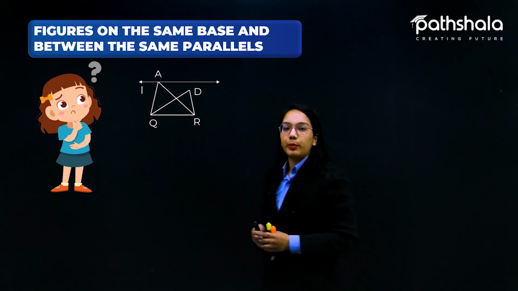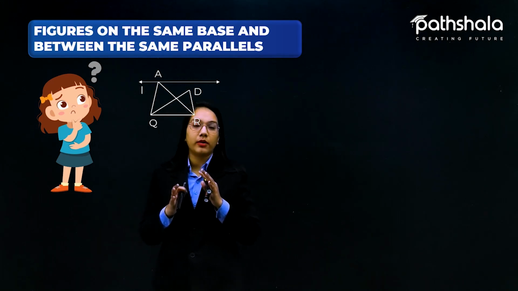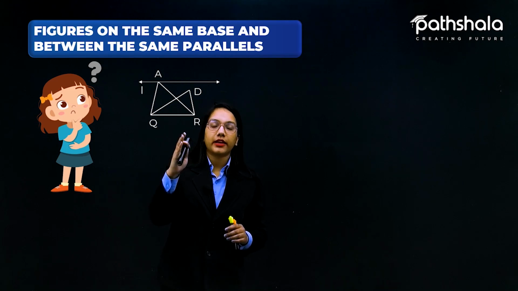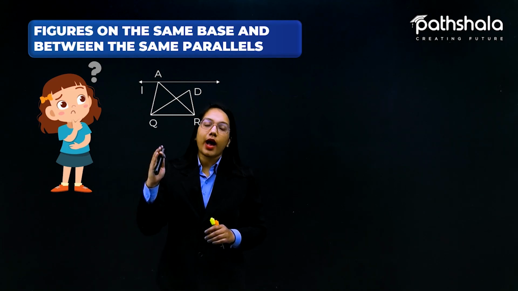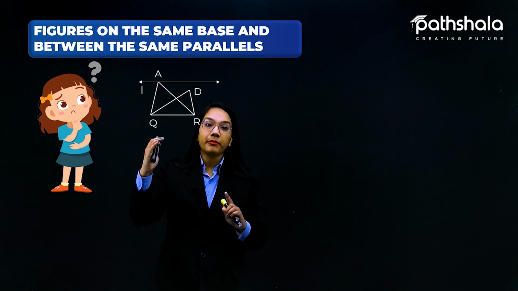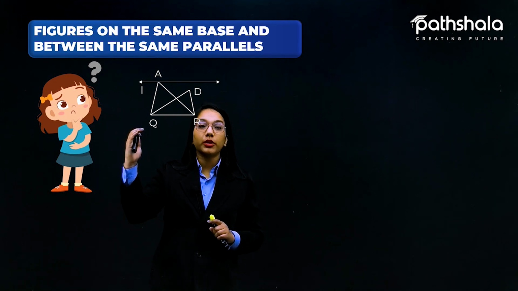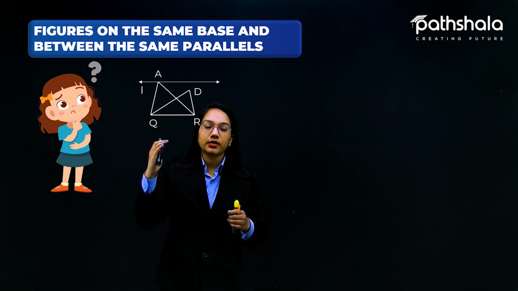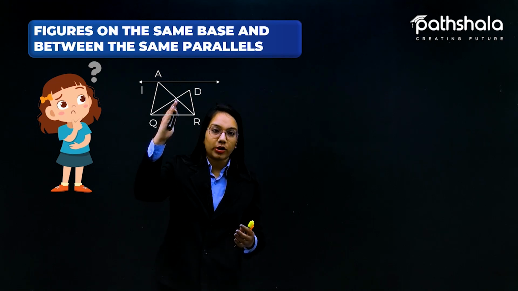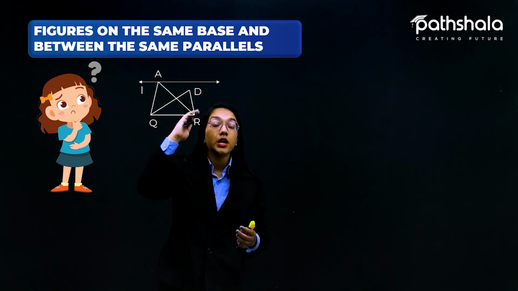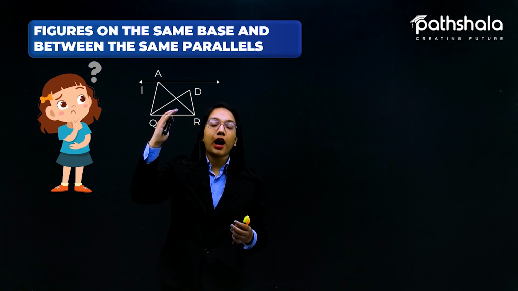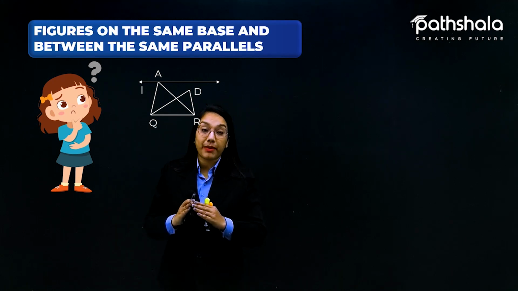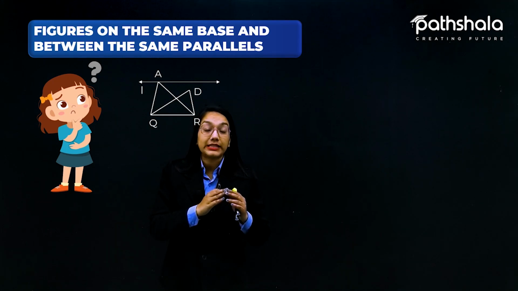First of all, let us check it. We have two triangles over here. First we have AQR, and then a second triangle which is DQR. As you can see, these figures have a common base which is QR, but do they lie between the same parallels? The answer is quite obvious. We can see that this particular vertex D is actually not lying on this particular line L. So they are not lying between the same parallels. They have the same base, but they are not lying between the same parallels.